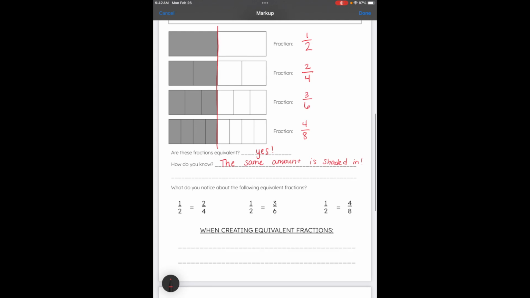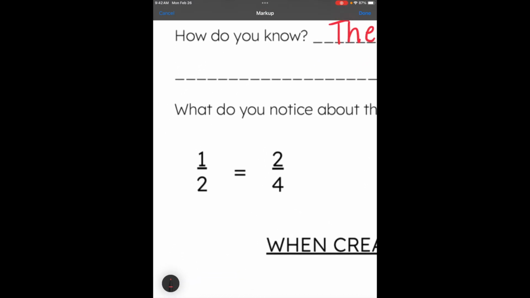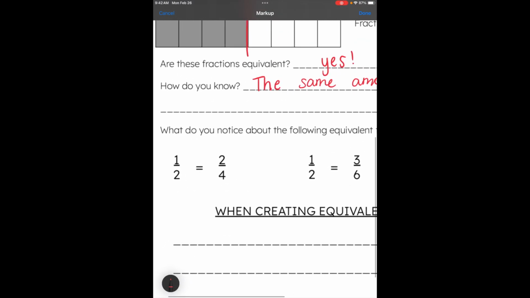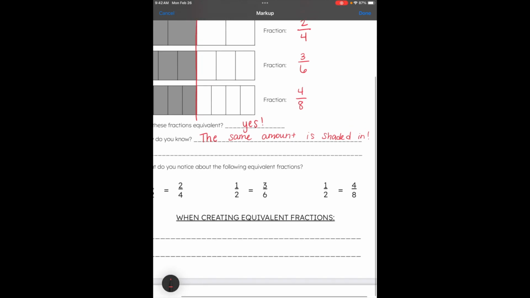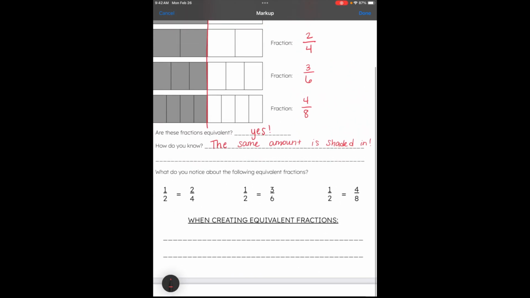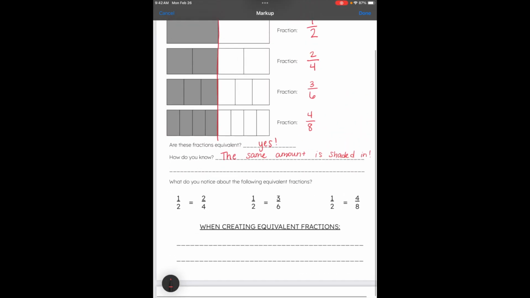Now I want you to look at the fractions actually put into an equality statement. What are you noticing about 1/2 is equal to 2/4, 1/2 is equal to 3/6, 1/2 is equal to 4/8? What are you noticing about maybe how we're getting to those fractions?